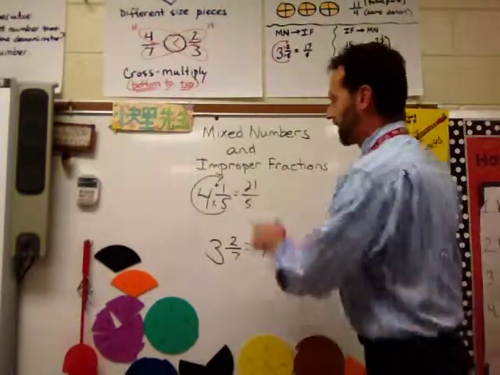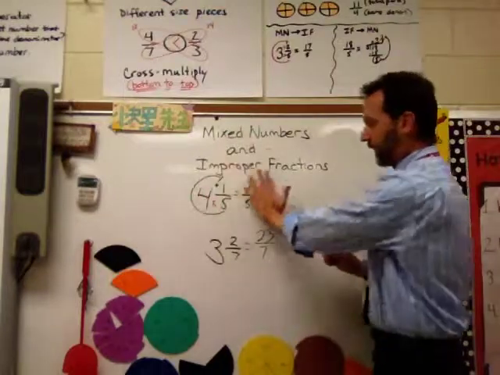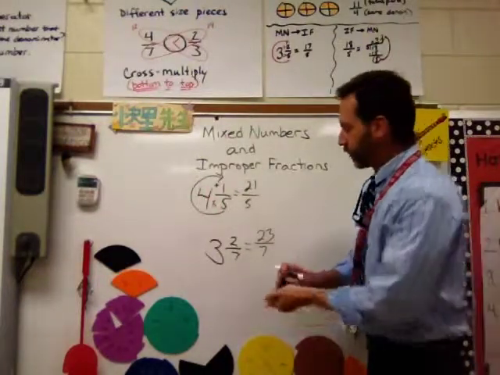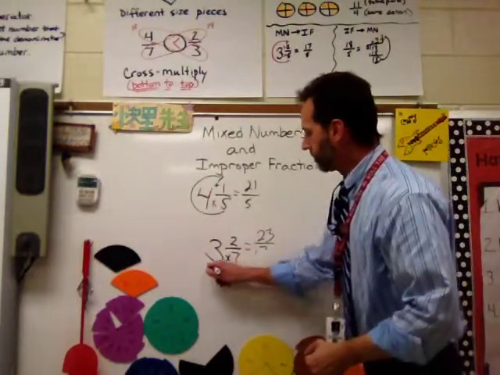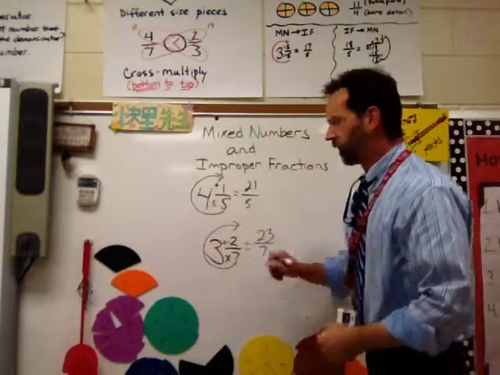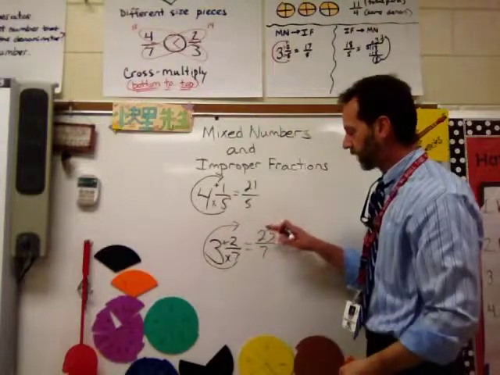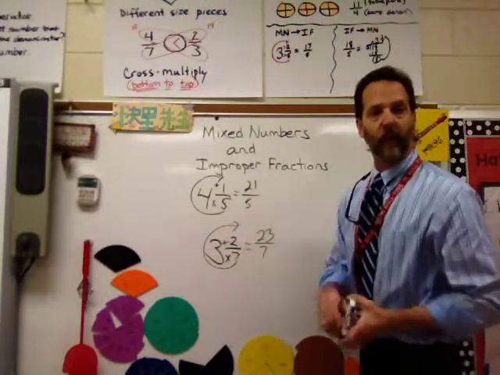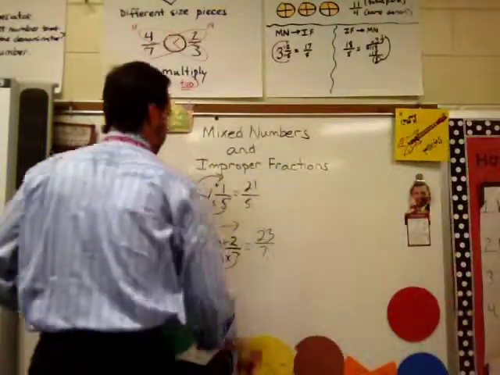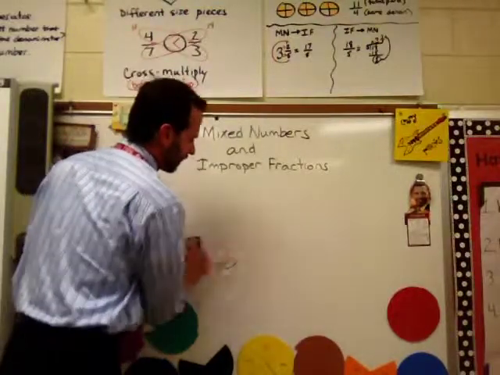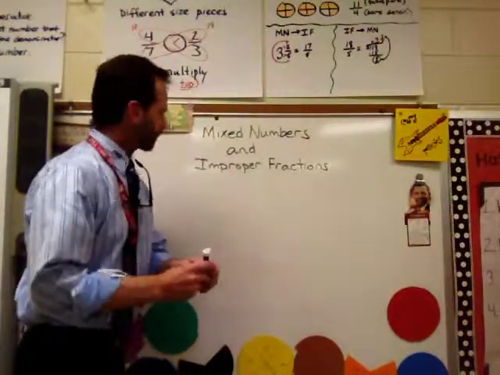That's how you go from a mixed number to an improper fraction. You multiply down on the bottom, and then add up at the top. 7 times 3 is 21, plus 2 is 23, 23 sevenths. Now let's do the other one. Let's go backwards. Let's do an improper fraction to a mixed number.